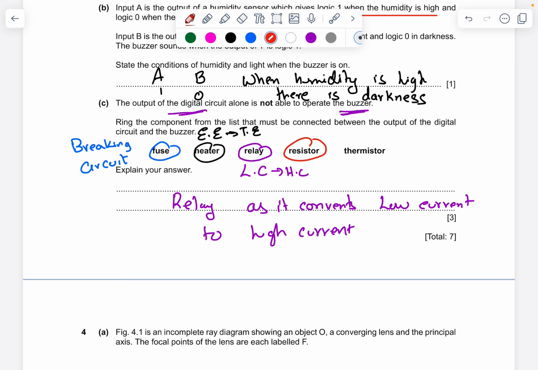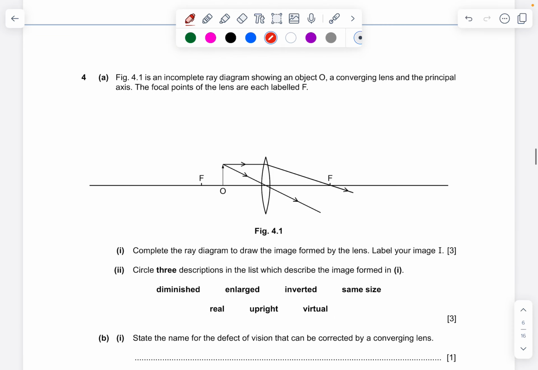Whereas resistor is wrong. Why? The resistor will be reducing the current, so it is wrong. What is thermistor? Thermistor is also wrong because it measures temperature. So therefore, all the other things are wrong. So the answer is going to be relay.